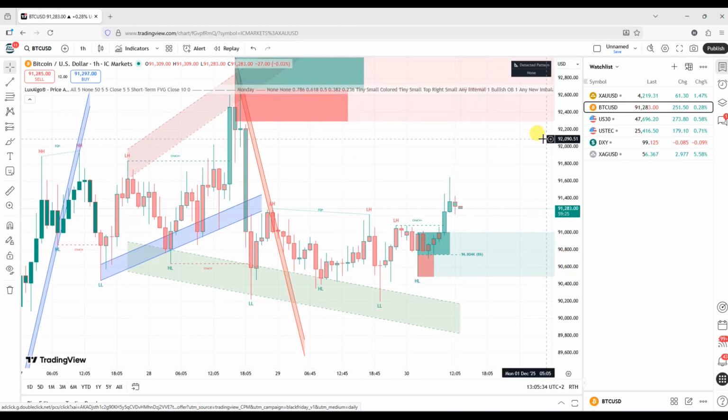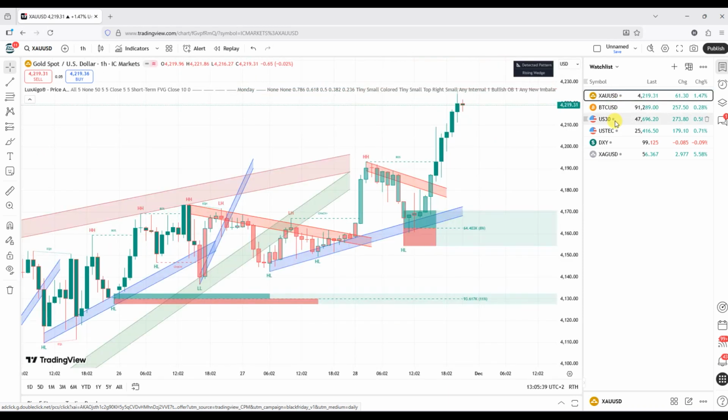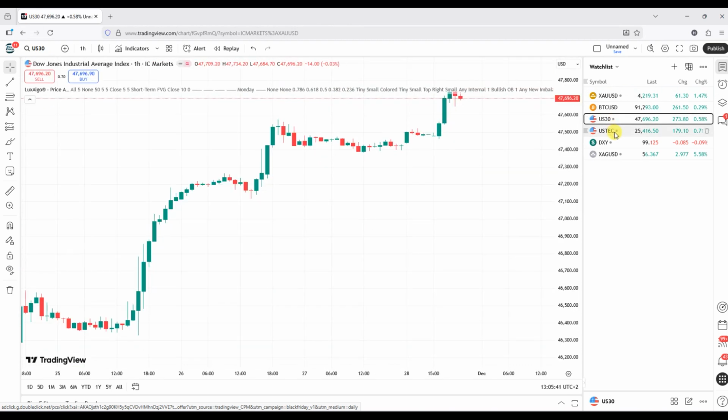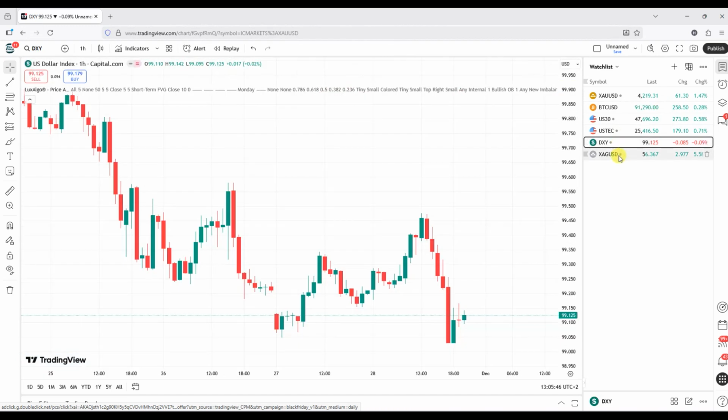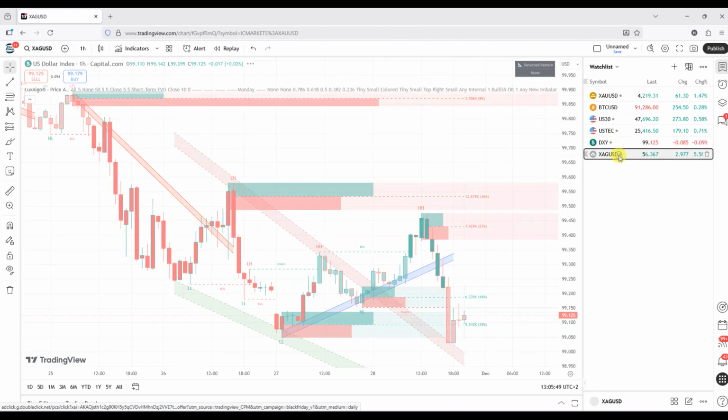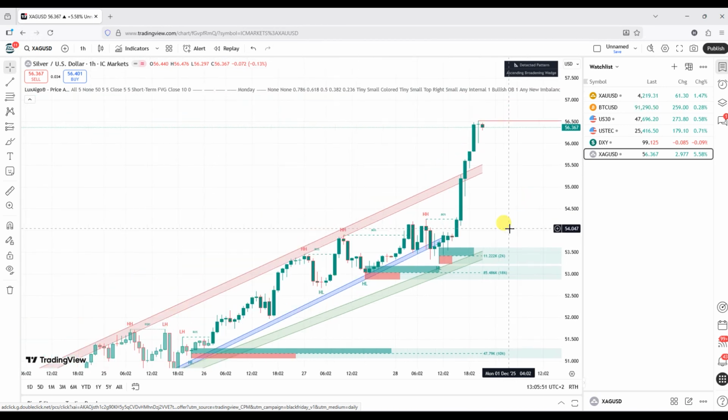And by the way guys, this works on everything. It works on gold, it works on US 30, it works on Nasdaq, it works on dollar index, and it also works on silver. It works on every single commodity, indices, futures, forex, everything. So let's not get confused that this only works for Bitcoin. It works for everything. So let's come back on BTC USD.